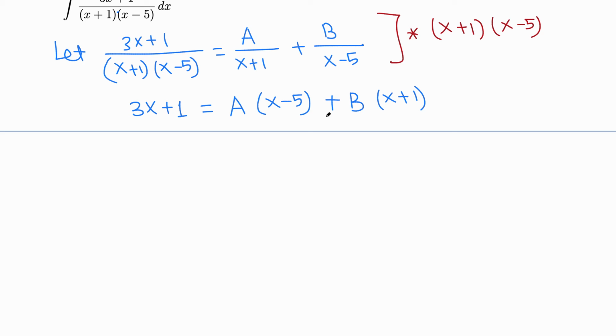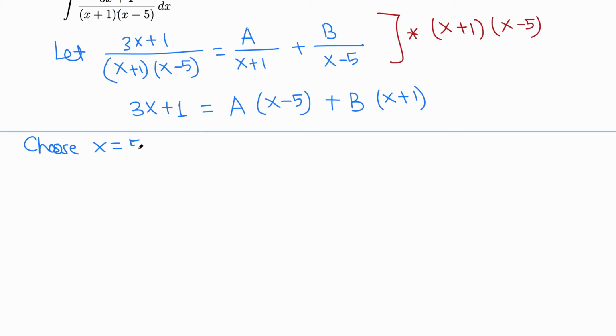Now to determine the values of A and B, we assume this is true for any values of x. Now we choose certain values of x so that our calculations are easier. So let's choose x equals 5, then 5 minus 5 is 0. So this is gone and we can determine the value of B. Next we choose x equals negative 1, and negative 1 plus 1 is 0. Then we can determine A. So this is how we choose an x value.